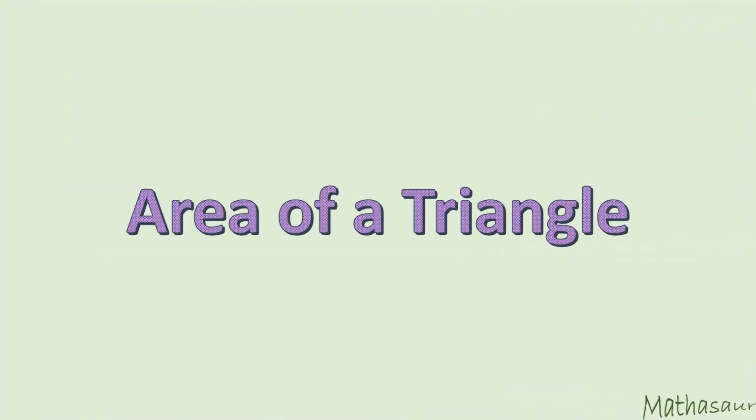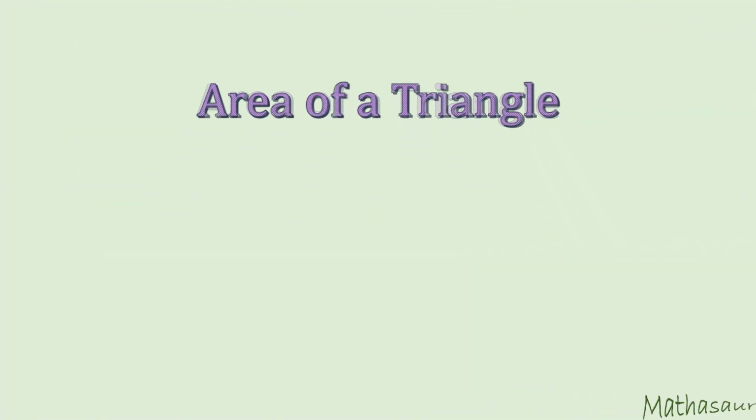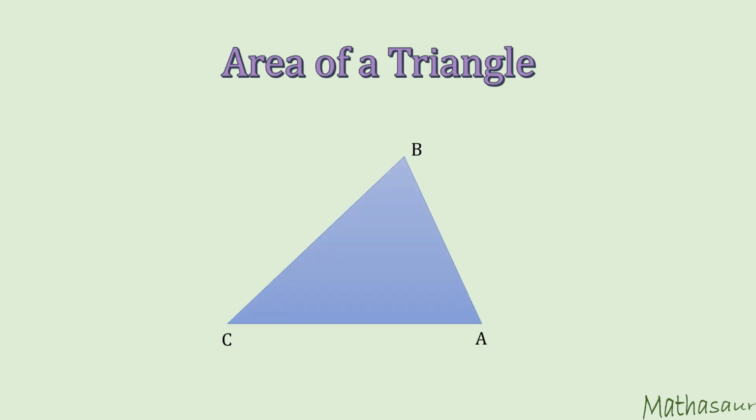Today, let us look at area of a triangle. Let us take a triangle ABC. Now, in order to find the area of this triangle, let us drop a perpendicular BM onto the side AC. Now, BM represents the height of this triangle and AC would represent the base.